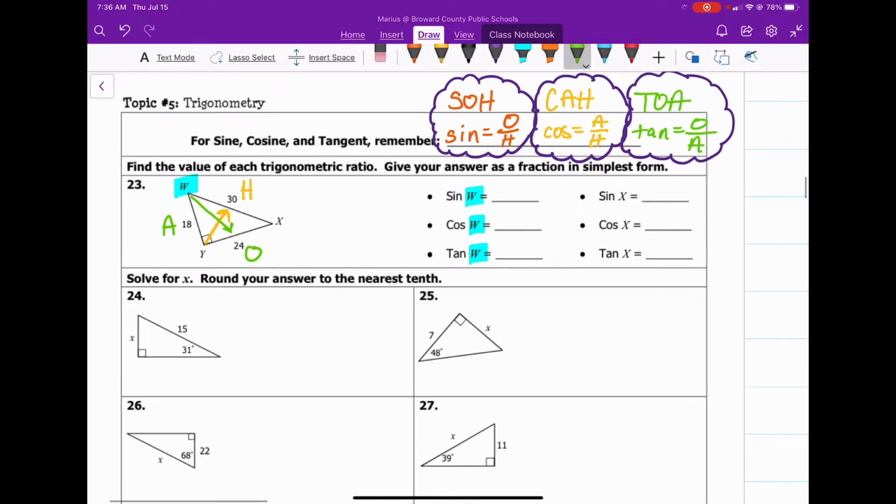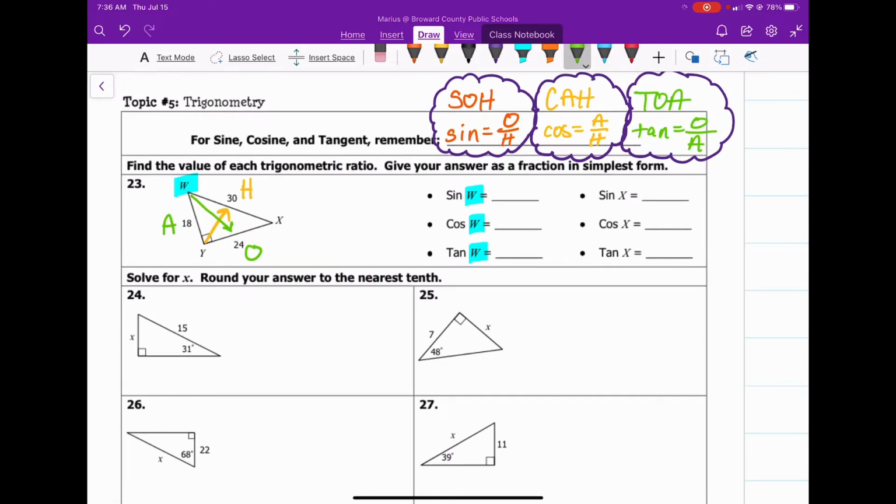Now I just follow the formulas we wrote at the top. Sine is equal to opposite over hypotenuse. Opposite is 24, hypotenuse is 30. With any fraction, you always need to reduce. 6 can go into both, so this turns into 4 over 5. Sine of angle W is 4/5.